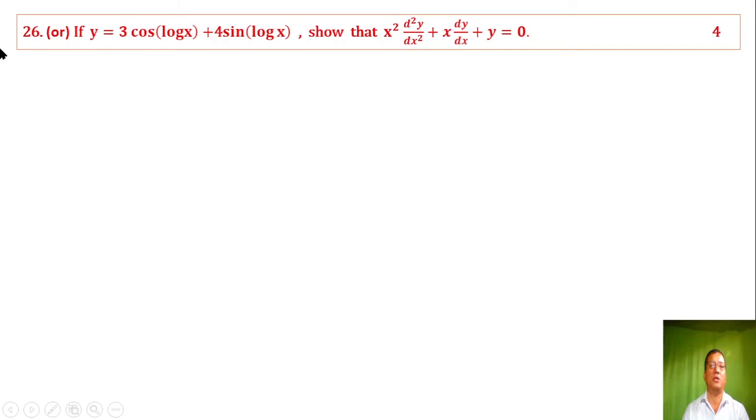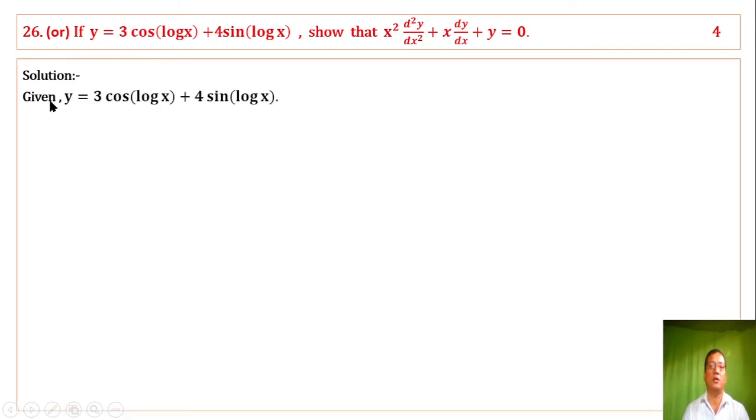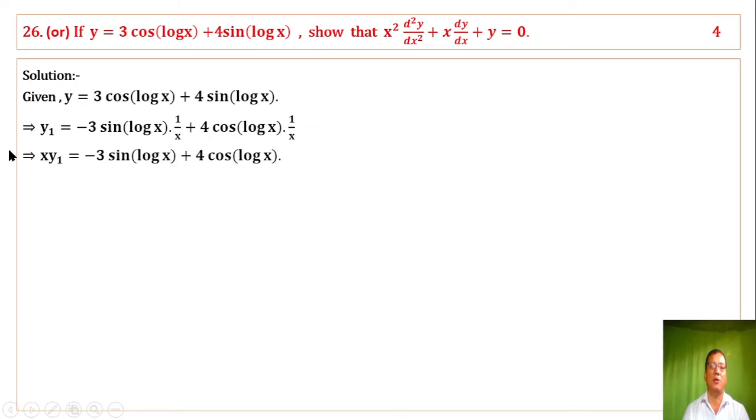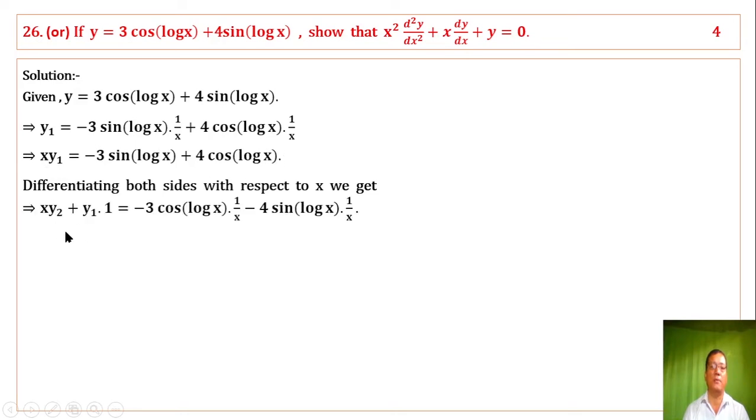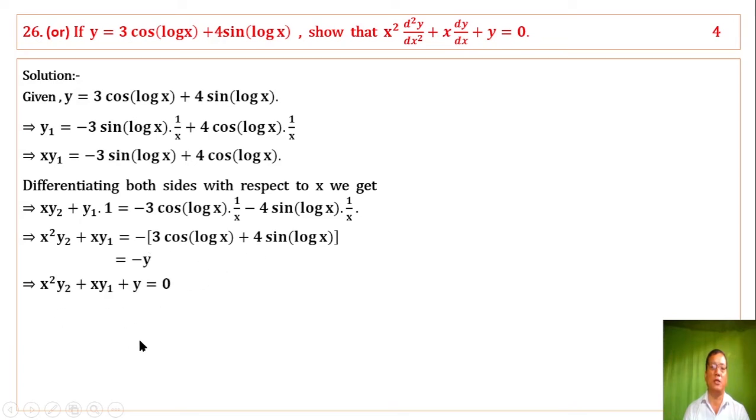For question number 26 (or), if y equals this, show that this. Here y equals this; differentiating both sides with respect to x, with the derivative denoted by y1, we have this. Multiply both sides by x, and we have this. Again differentiating both sides with respect to x, we apply the product rule on the left-hand side, and we have this. Differentiating this with respect to x, we have this. Multiplying both sides by x, we have this, which equals y2 minus y1 on the left-hand side. Put in the corresponding values, and hence proved.